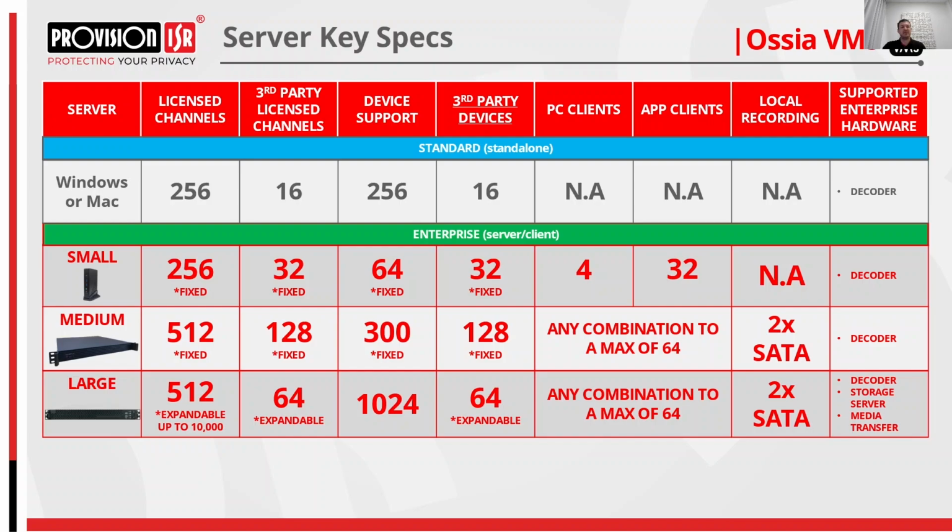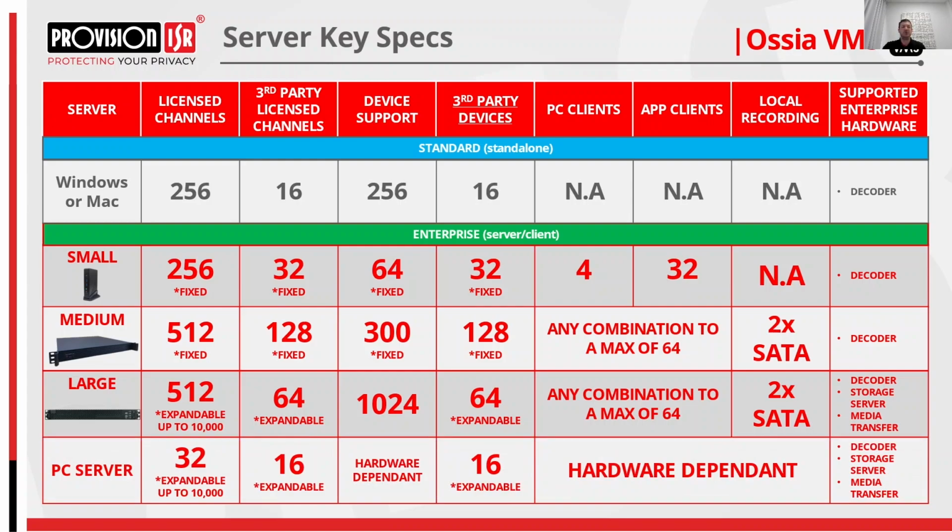Now, let's just say you don't want to use one of our enterprise hardwares, small, medium, or large. That's not a problem. We do offer the server software in Windows form, where you can build your own server and purchase the Windows software from us. When you do that, it comes pre-licensed with 32, and then naturally you would pay per license channel, however many you need.